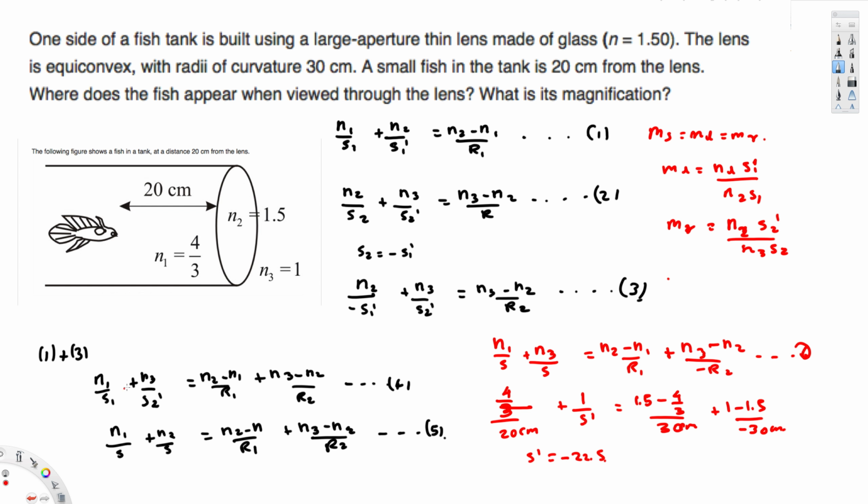Let's use a different color. So m is going to be the multiplication of these two. If you multiply and simplify these two together, that's going to give you negative n1 s prime over n3 s. And now we can go ahead and plug in the values. This is going to be negative 4 divided by 3, and then we found out the distance of the fish, that is negative 22.5 centimeter, divided by 1 times 20 centimeter, and that's going to give us 1.5, and that's going to be the magnification.